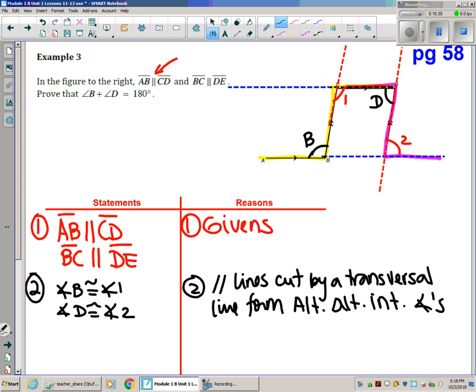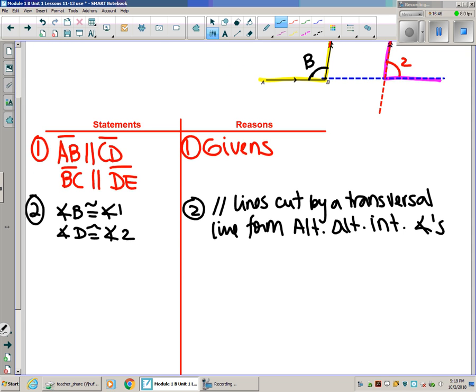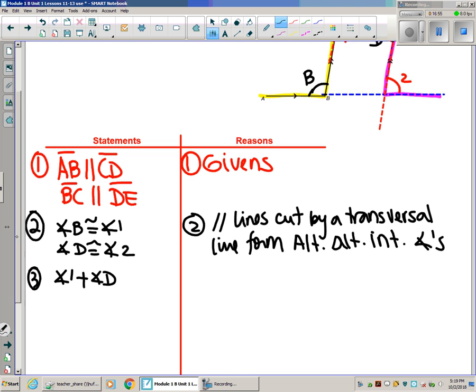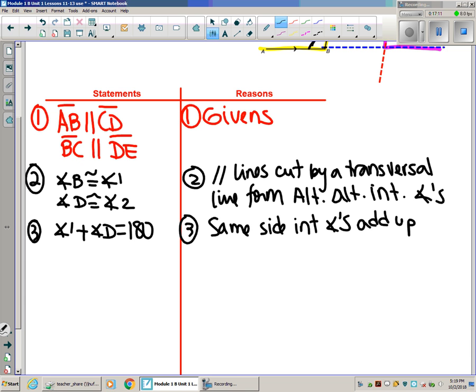Now I can go ahead and say, well, angle 1 plus angle D. When you add them to each other, notice that they are on the same side. So they add up to 180, and the reason is same side interior angles add up to 180.